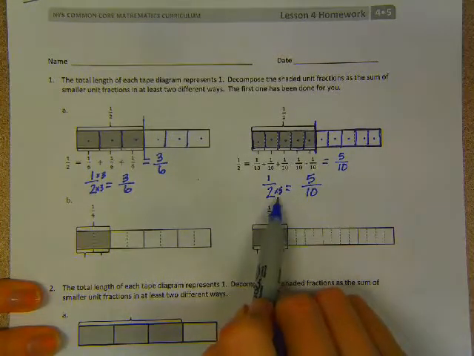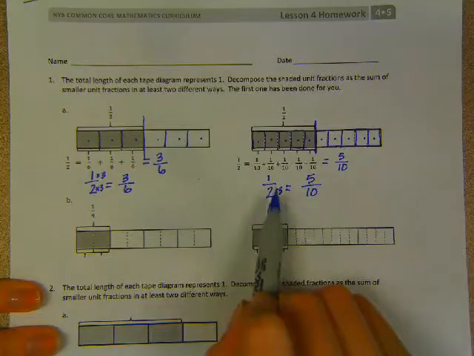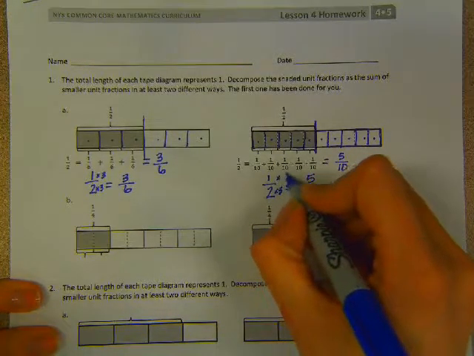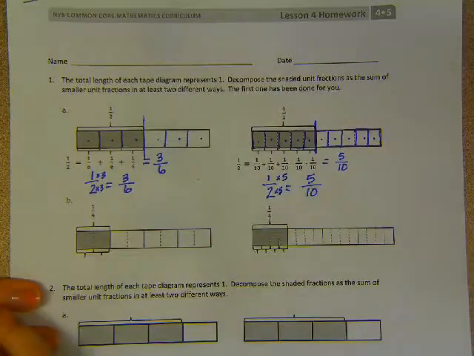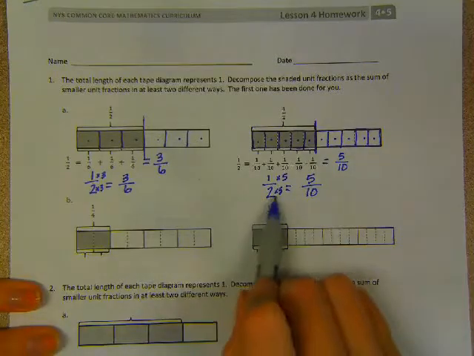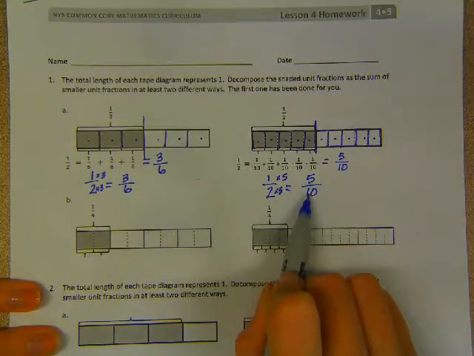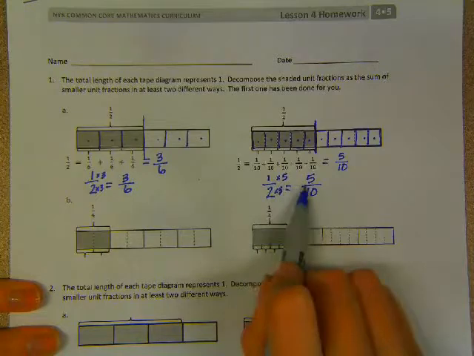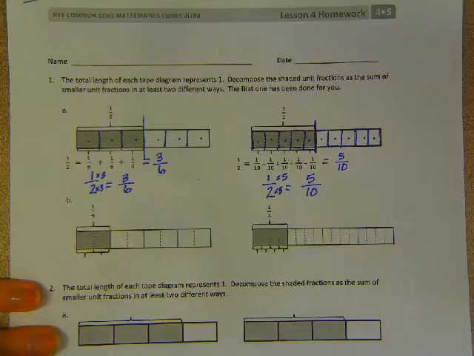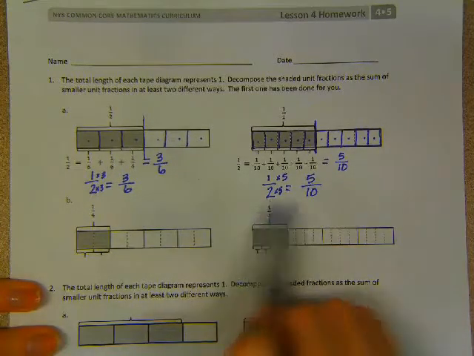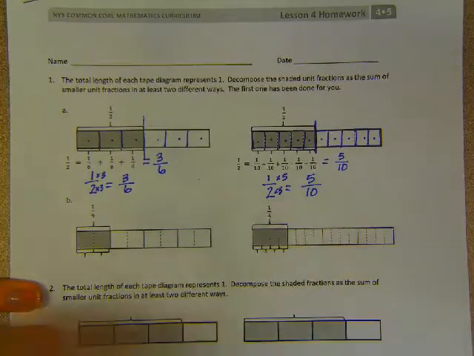Since I multiplied the denominator by 5, I must multiply the numerator by 5. So I can check my work. 2 times 5 does equal 10, and 1 times 5 does equal 5. That means 1/2 is equal to 5/10.